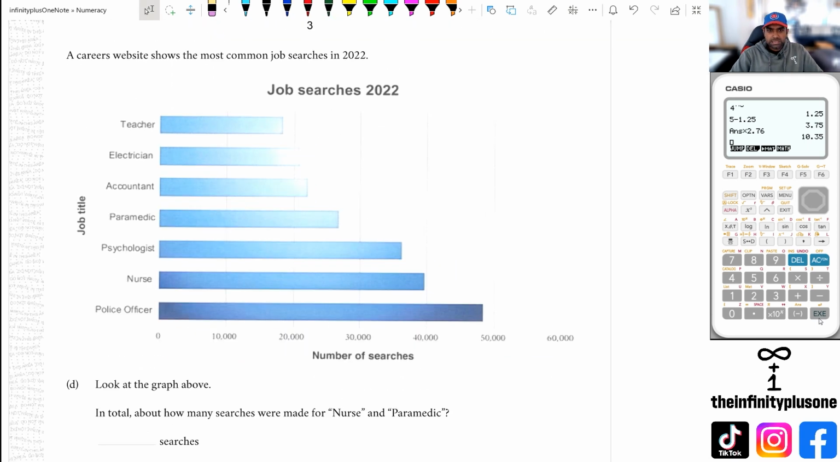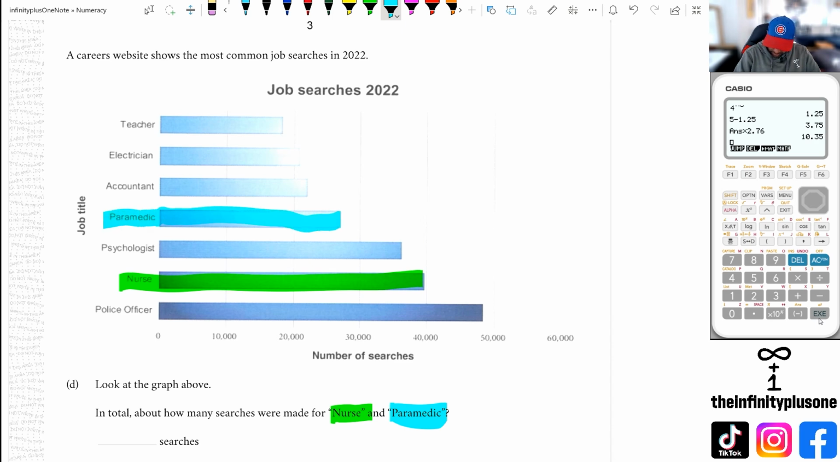Question D. Now question D is asking us to look at the graph above. In total, how many searches were made for nurse and paramedic? So we're looking for two things here. We're looking for nurse, which is along this line here. We've got the nurse here, and then we're looking for paramedic, which is along here.